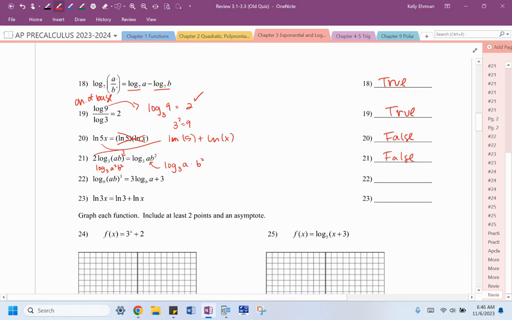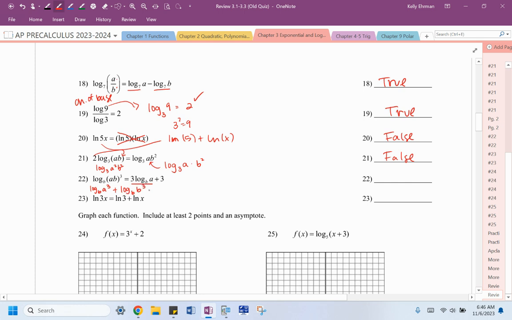All right, let's look at this one. First part seems totally fine. Log base b of a to the third would become 3 log base b of a. And then plus log base b of b to the third.